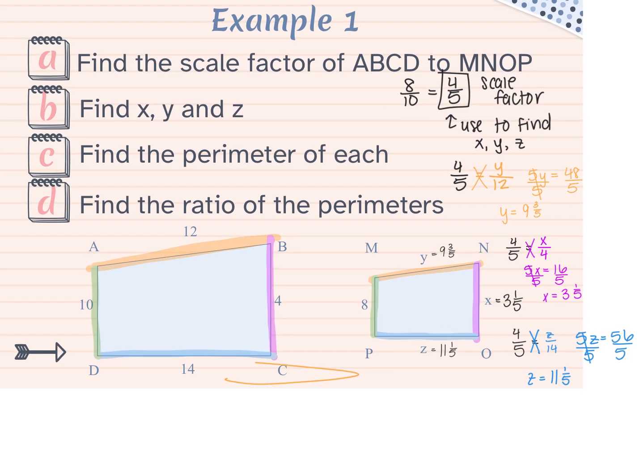All right, next thing they ask is find the perimeter for each. So this should be pretty easy. All you have to do for this is add all of your sides. So 10 plus 12 plus 4 plus 14. If you added them correctly, your answer should have been 40 units.